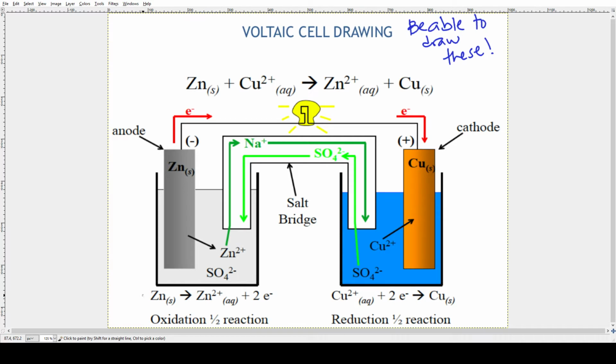You need to be able to label where the half reactions occur, so you need to show zinc on this side, copper on that side. You need to be able to label the anode and the cathode. You need to be able to label which side is negative, which side is positive. You need to show the flow of electrons, just like this.